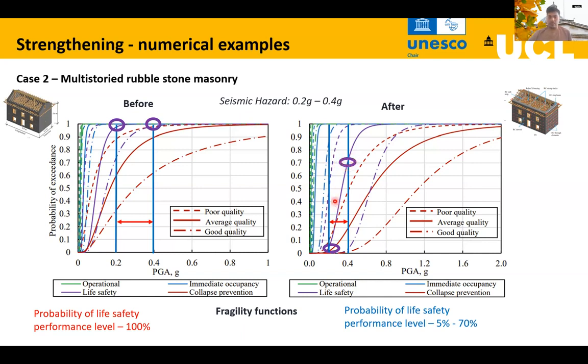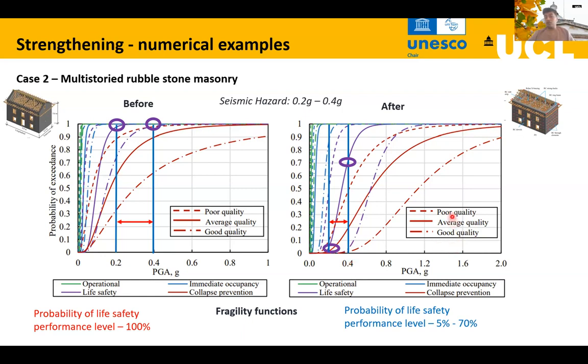Okay, but in the lower PG range, depending on the regions, we can see this is about 40-50%. So we can see in this range it can perform satisfactorily. But if the material quality is improved, then this curve here for the good quality material performs well within the given hazard range. So the probability of being in the life safety is only about 5%.